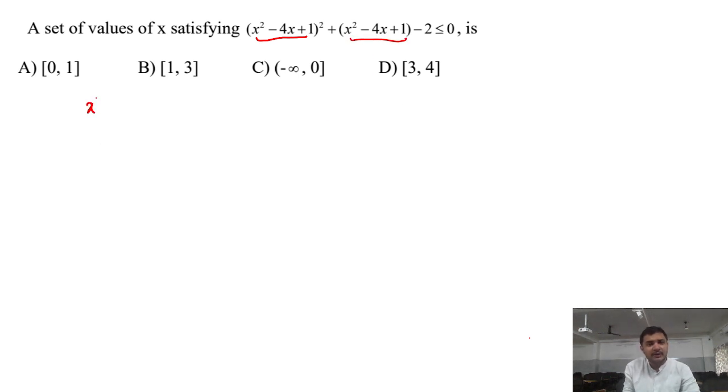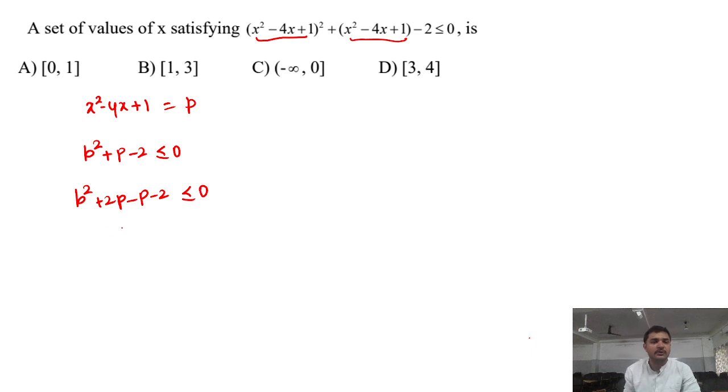So what I'll be doing, in this question, we have x square minus 4x plus 1. Let's say I'm assuming it as p. So that quadratic expression will become p square plus p minus 2 less than equal to 0. If I'm factorizing it, p square plus 2p minus p minus 2 less than equal to 0. So we'll be getting p plus 2 into p minus 1 less than equal to 0.